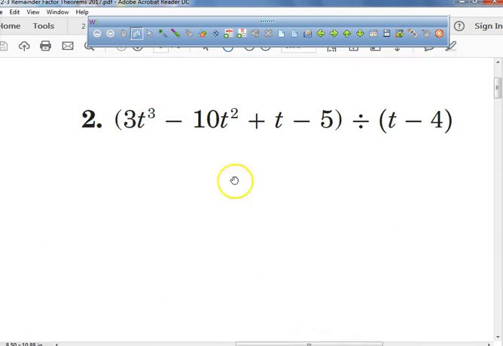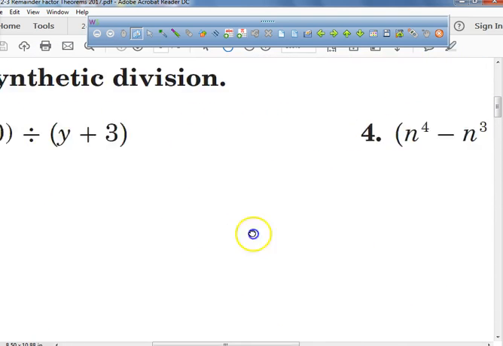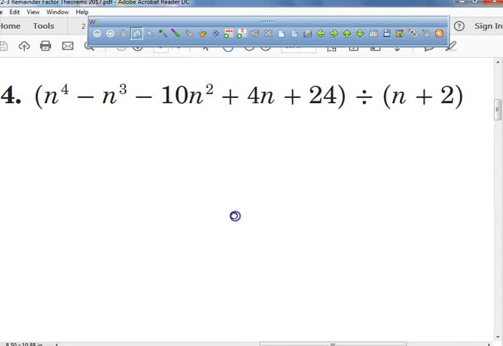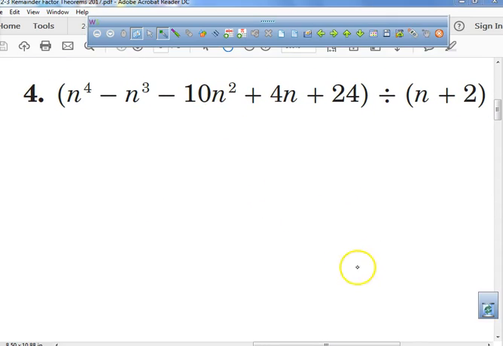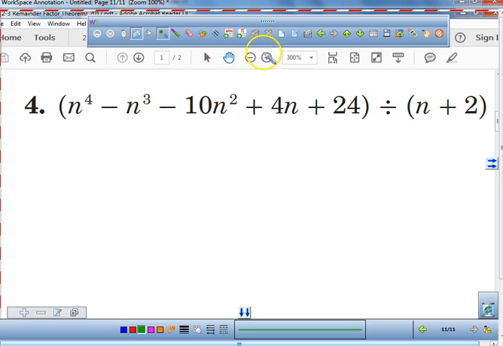So what we're going to do right now, we're going to go down to problem number 4. Let's go down to problem number 4. Now, we're going to do synthetic division. Same thing. We're going to do synthetic division.